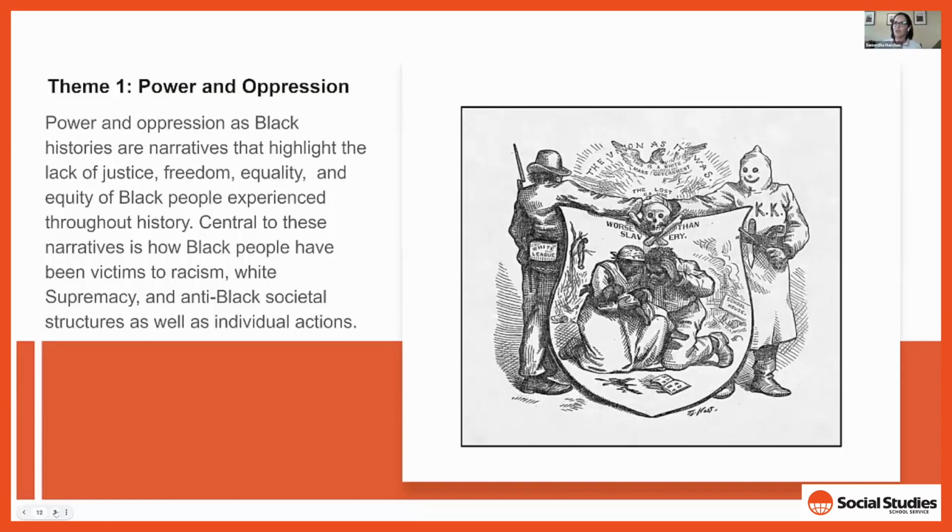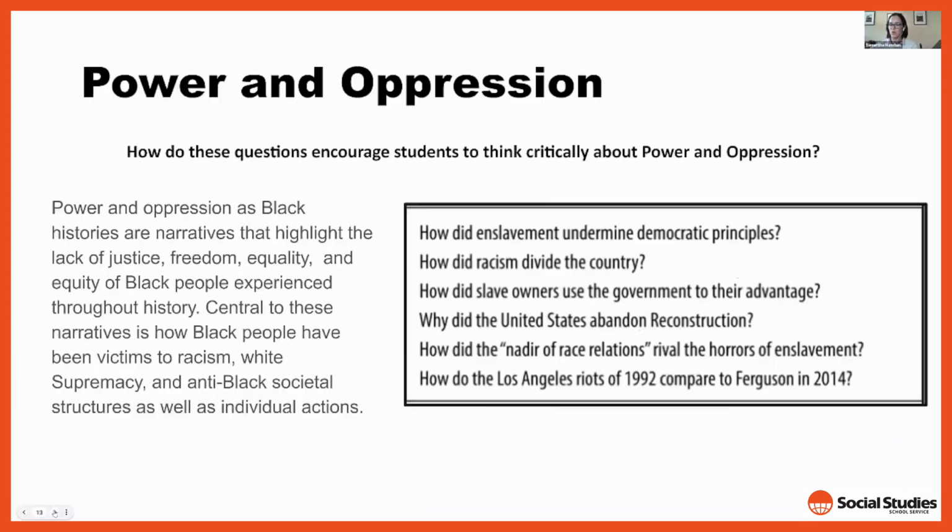I'm going to introduce Dr. King's framing of power and oppression in his Black historical consciousness principles. He says that power and oppression, Black histories, are narratives that highlight the lack of justice, freedom, equality, and equity that Black people have experienced throughout history. Central to these narratives is how Black people have been victims of racism, white supremacy, anti-Black social structures, as well as individual actions.